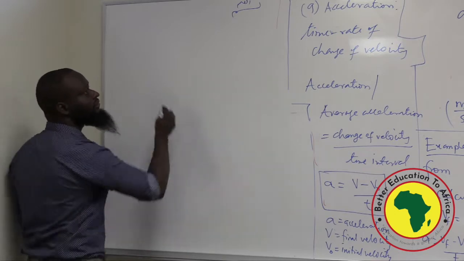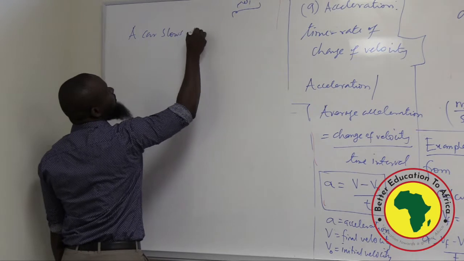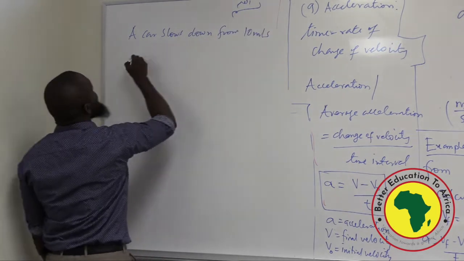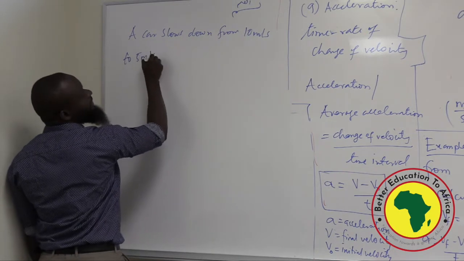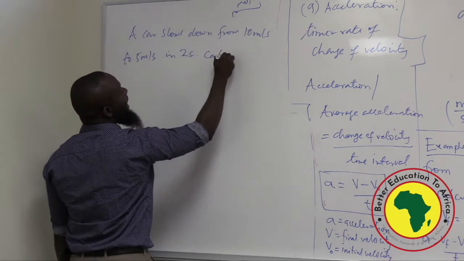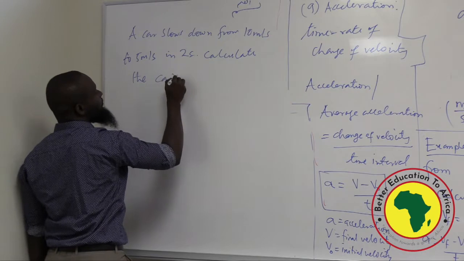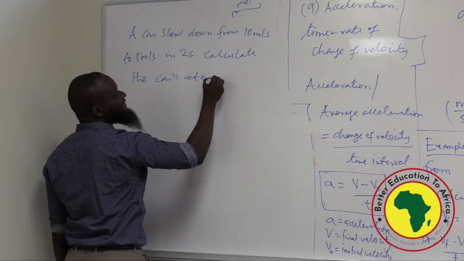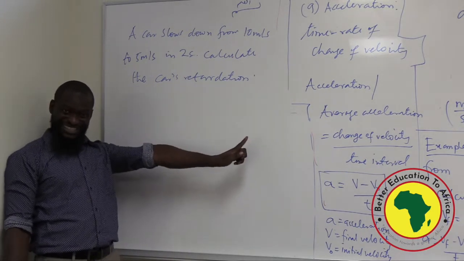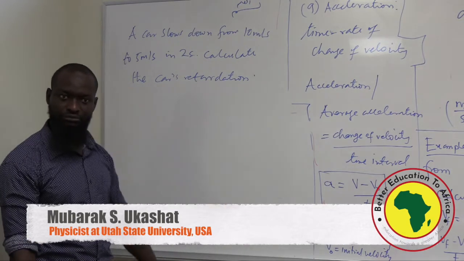I give you the same problem. A car slows down from 10 meters per second to 5 meters per second in 2 seconds. Okay? And I say calculate the car's retardation. Calculate the car's what? Retardation. Good, not acceleration.